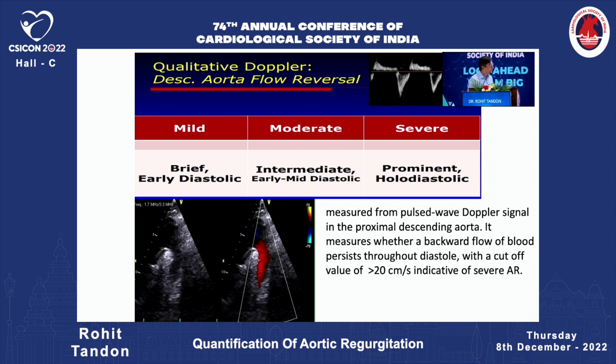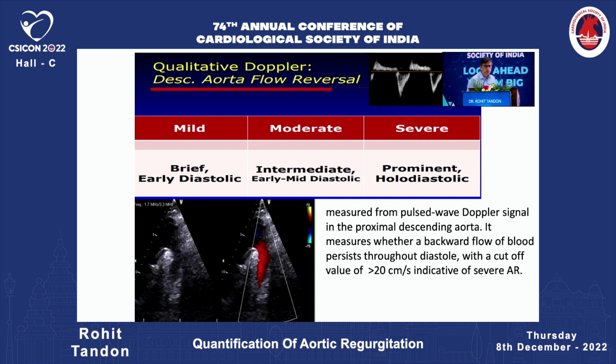Then a very important surrogate point is the diastolic reversal in the suprasternal view in the descending aorta. This is measured by a pulse wave Doppler signal in the proximal descending aorta. If the backward flow, as we can see here, persists throughout diastole and has a cutoff value of more than 20 centimeters per second, it is usually indicative of severe aortic regurgitation.